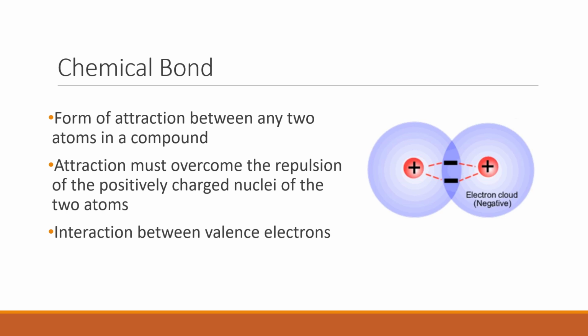There's also going to be an interaction between valence electrons. So if you remember from last chapter, valence electrons are the electrons in the outermost shell of the atom. Those are the electrons that have the highest energy because they are furthest away from the nucleus. And they're the easiest to pull off if we're trying to make an ion of some sort because they're not held as tightly.